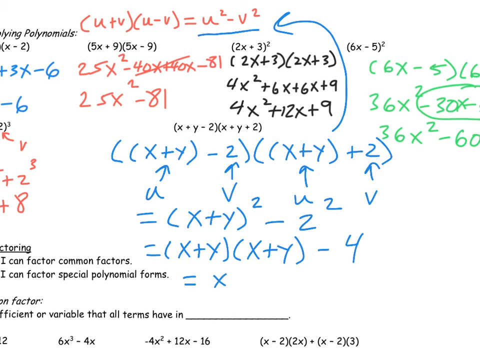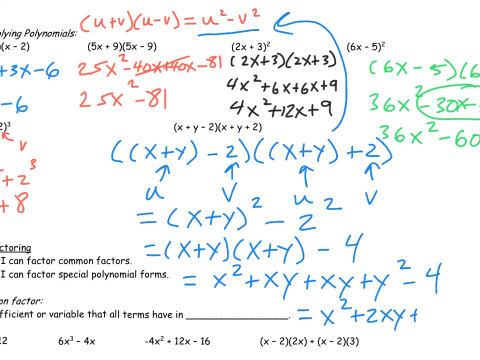So this would turn into, let's see, x squared. Outer term would be x times y. Inner term would be x times y plus y squared minus 4. We'd have 2 terms in the middle to combine, and we'd have x squared plus 2xy plus y squared minus 4, okay? Again, a little bit trickier there. That polynomial has got 3 terms. You'd really have to apply that special case with the difference of 2 squares.